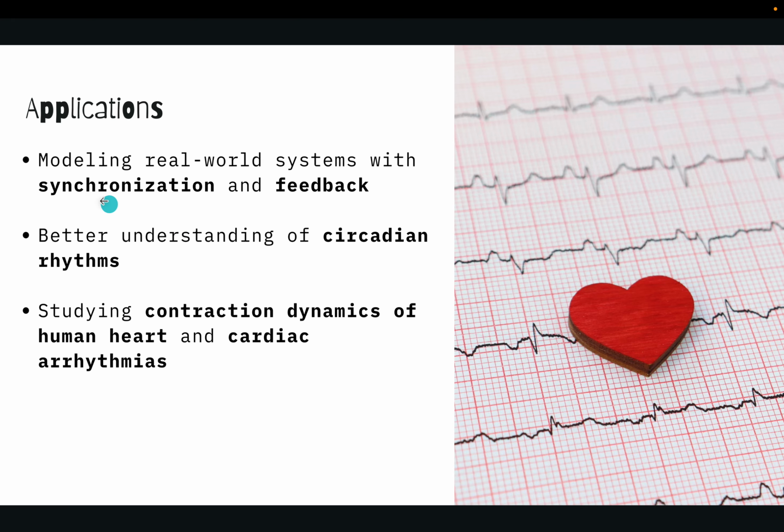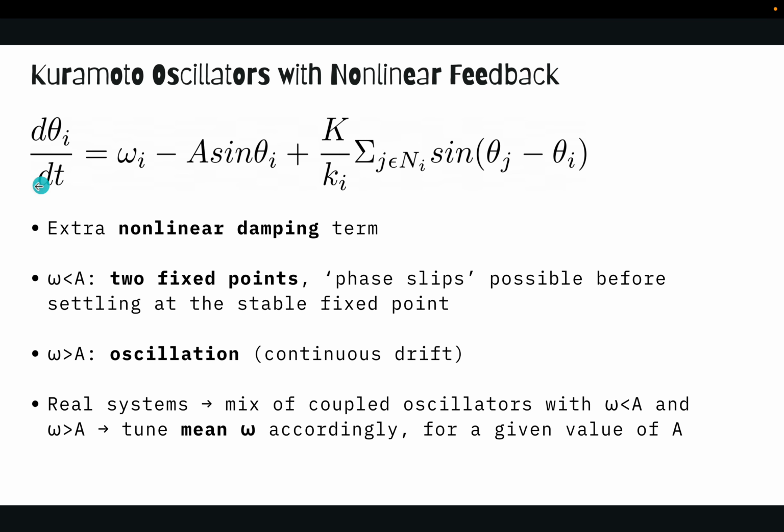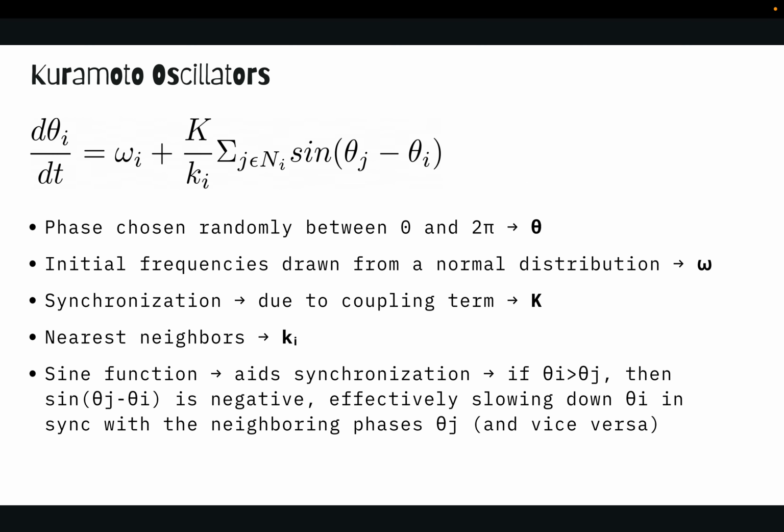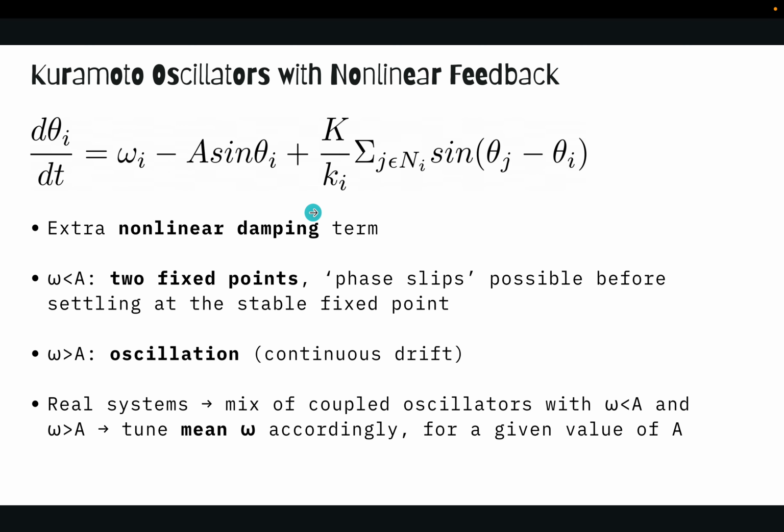Some applications of this: modeling real world systems with synchronization and feedback. This nonlinear feedback term was very important. It's basically a marriage between Adler systems and Kuramoto systems, because this is actually a separate class of oscillator. If you just forget the Kuramoto term, this synchronization term, d theta dt is omega minus a sin theta. This is actually called the Adler class of oscillators, because this is an oscillator with nonlinear feedback, but it doesn't have the synchronization term. And the original Kuramoto model doesn't have the nonlinear feedback term. It's just this. So we kind of combined Adler with Kuramoto. You see what I mean?